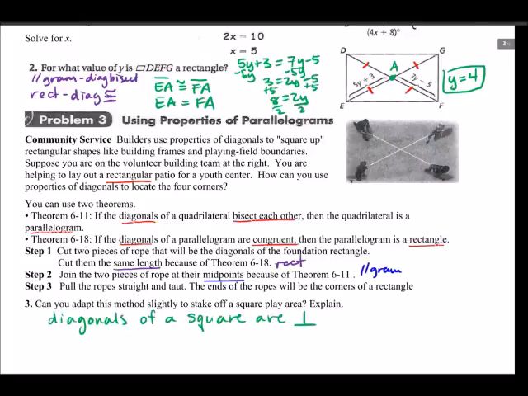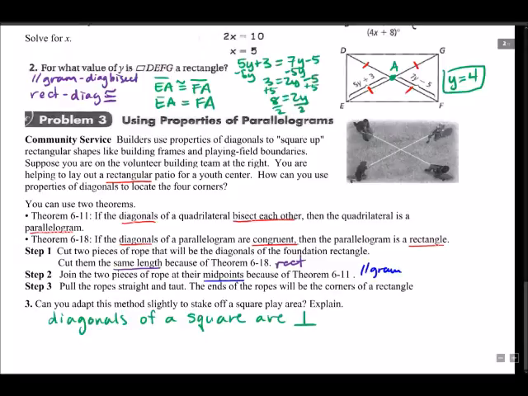This was a fun problem. It says, can you adapt this method to stake off a square play area? Well, how do we know something is a square? Well, it's a rectangle with perpendicular diagonals, right? Because that's the part that comes from being a rhombus, getting the 4 congruent sides. So if we have our diagonals that are congruent, that gives us a rectangle. We join them at the midpoints to get a parallelogram, and then we make sure that our ropes are perpendicular to each other, and we will have a square.